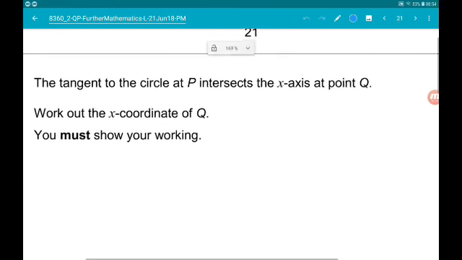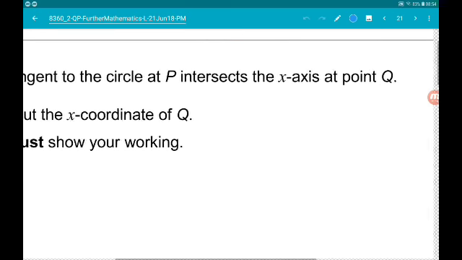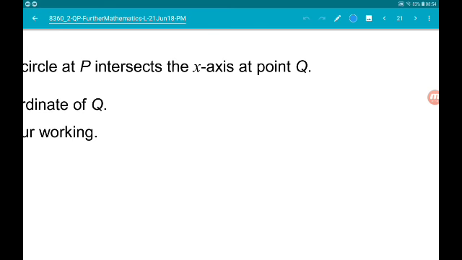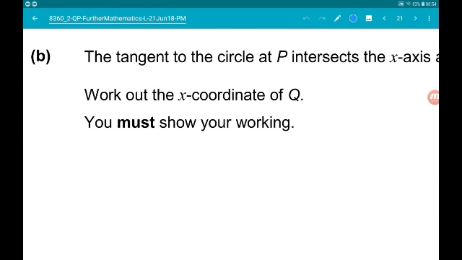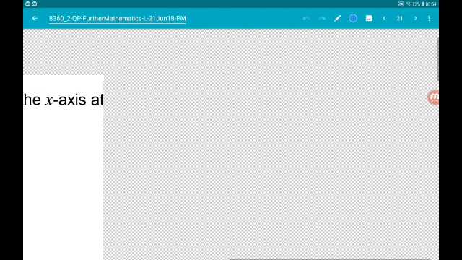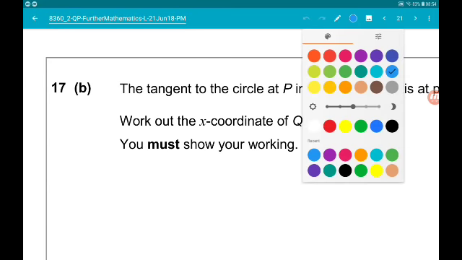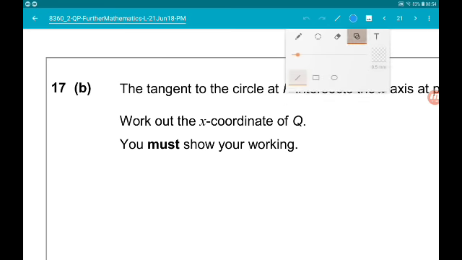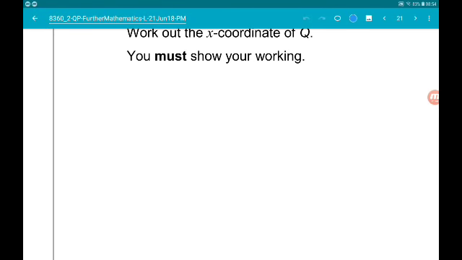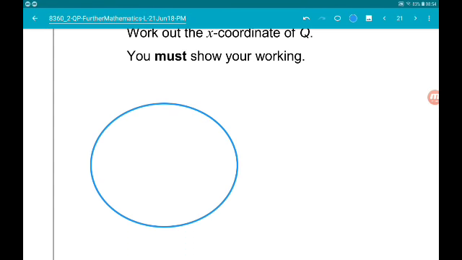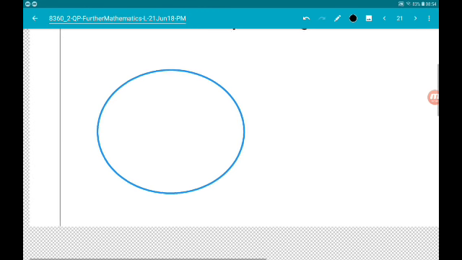Okay, then for part B, we tell the tangent of the circle at P intersects the x-axis at point Q. Work out the x-coordinate of Q. You must show your working. So, 4 marks again. Right, a sketch with this one would be a good idea. So, we got a circle. Now we know because it's of the form x squared add y squared that we are centered at the origin. So 0, 0.